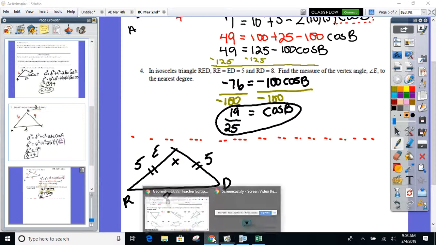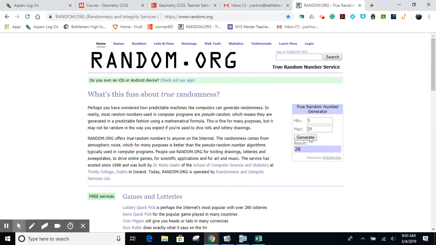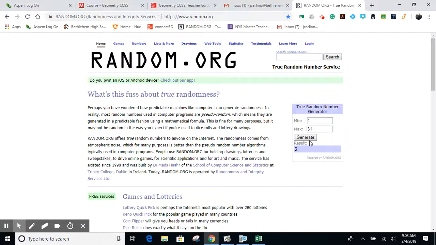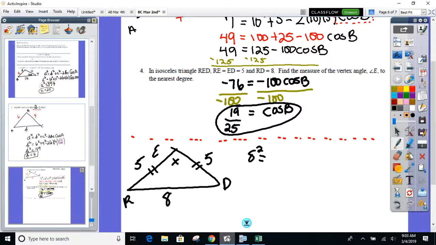I think it's time for me to turn it over to you guys. What side length should I start this with? A 5 or an 8? 8, because it's across from the angle I'm trying to find. So 8 squared equals 5 squared plus 5 squared minus 2 times 5 times 5 cosine E, or cosine X, whatever you prefer. Not just X, not just E, got to be cosine E.